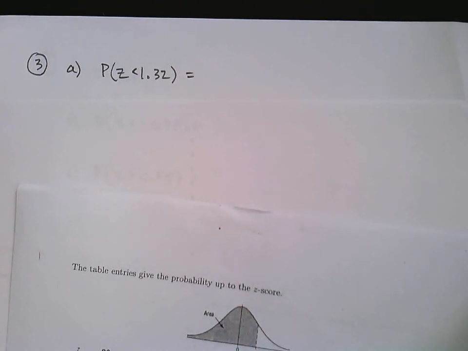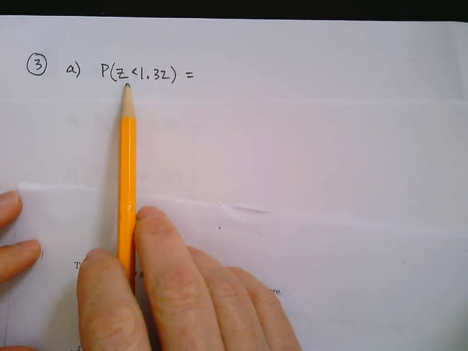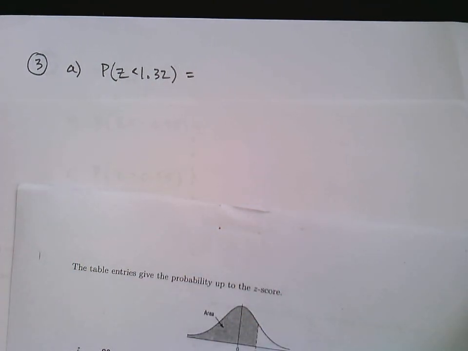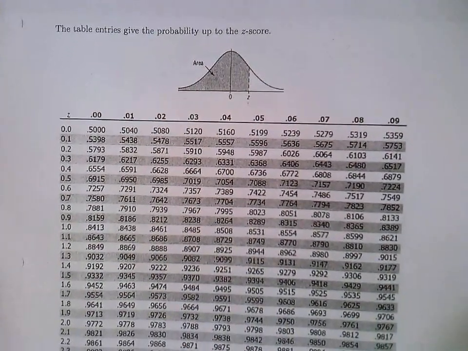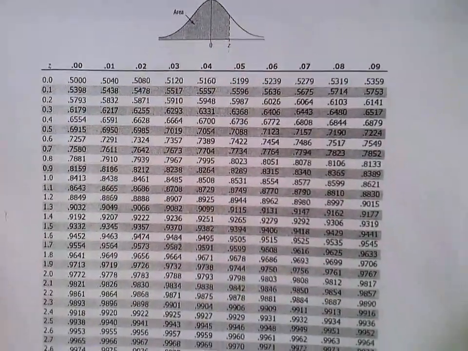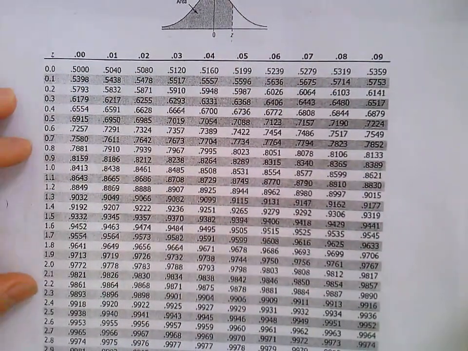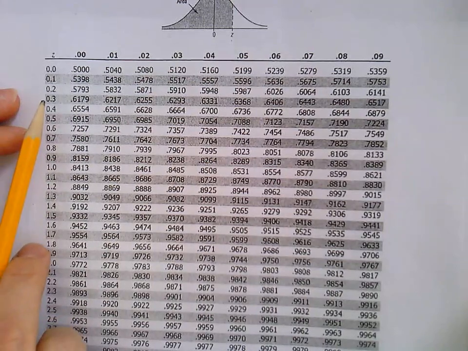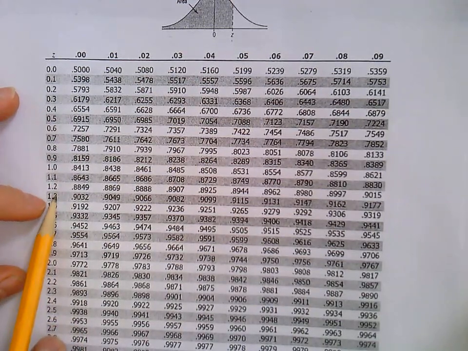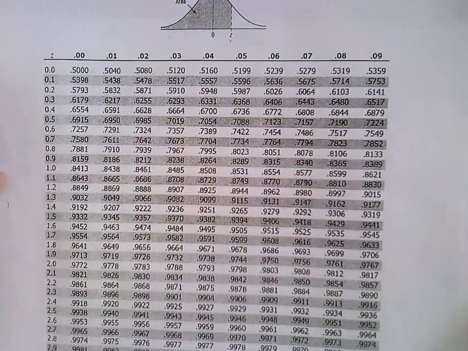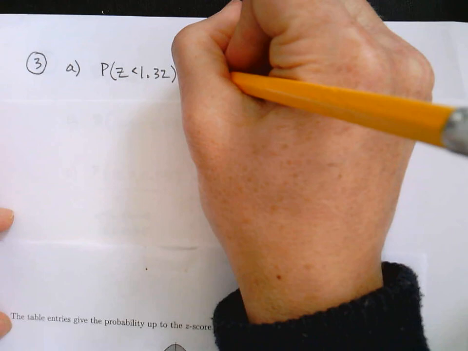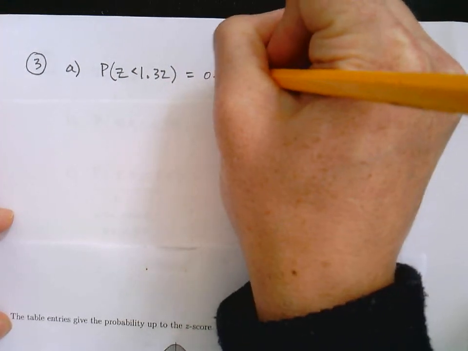Okay, so 3A is asking for the probability that capital Z is less than 1.32. So I'm going to grab my formula sheet here. That's a positive, so I'm going to look at the positive side, and let's see if we can locate it. So I'm going to look at 1.3, and then 1.32 is right there. 1.32, 0.9066. So the answer to this one is 0.9066.